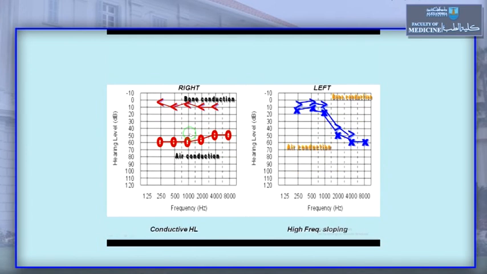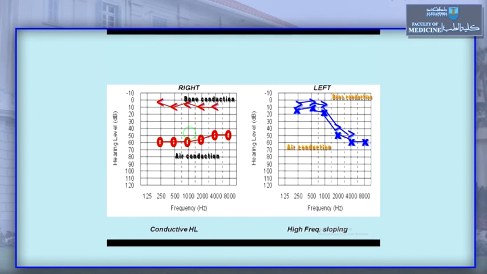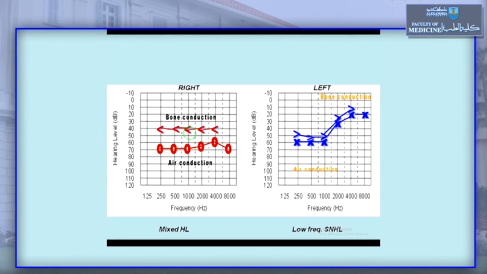So simply, you look for the relationship between air and bone. If the bone is normal, air abnormal, that's conductive loss. If both air and bone are equal and abnormal, that's sensory neural loss. If both of them are abnormal, but bone is better than air, that is mixed hearing loss.